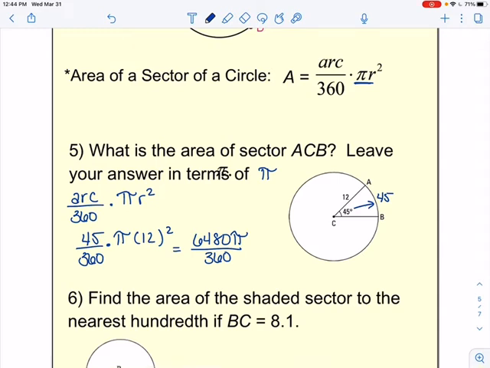But if it is, then I don't even have to worry about what number goes into both the top and the bottom. And it turns out that 6,480 is divisible by 360. It's going to give you an answer of 18. So 18 pi is going to be the area of that sector.